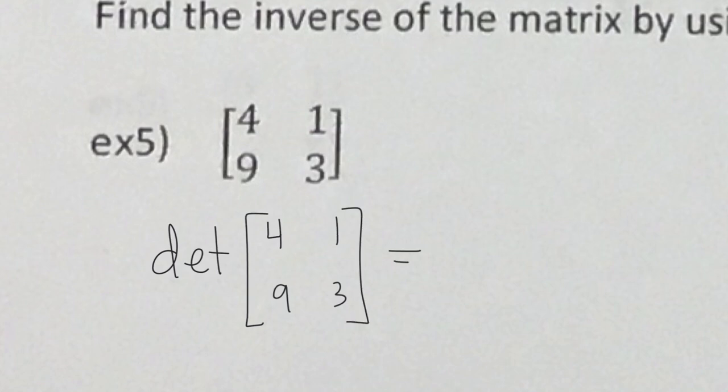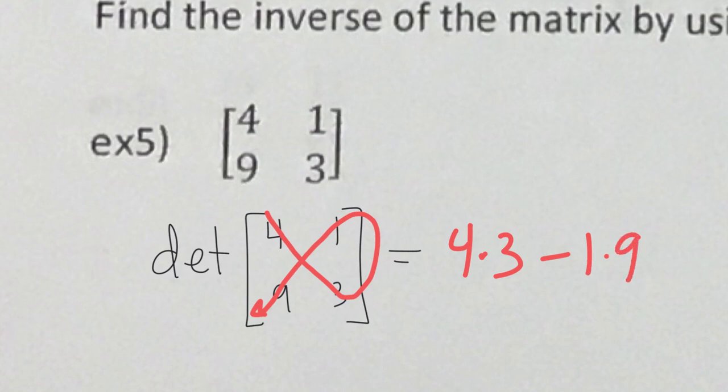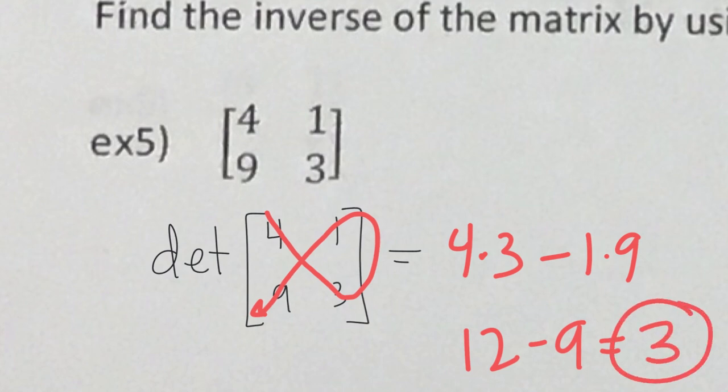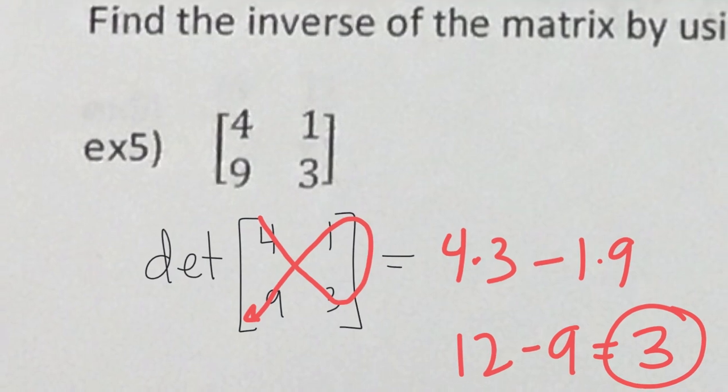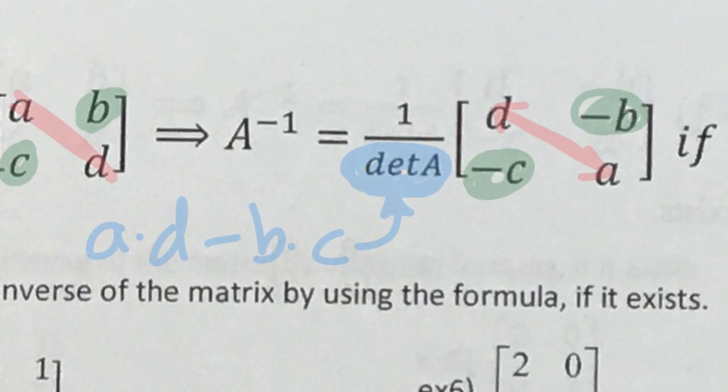So remember, we do that with our little fishy. 4 times 3 minus 1 times 9. So 4 times 3 is 12. 12 minus 9 is 3. So that's step number 1, figuring out what the determinant is. Okay, so that's this part, check.